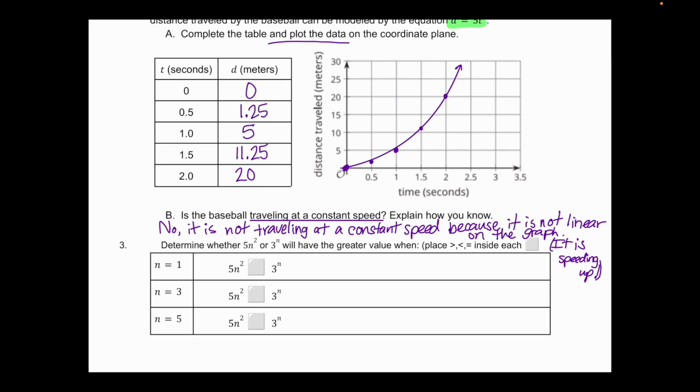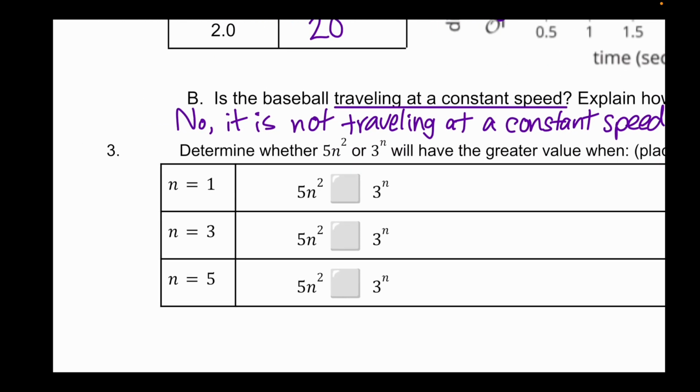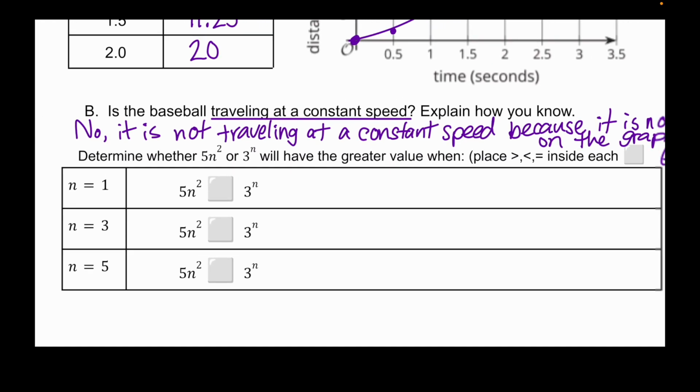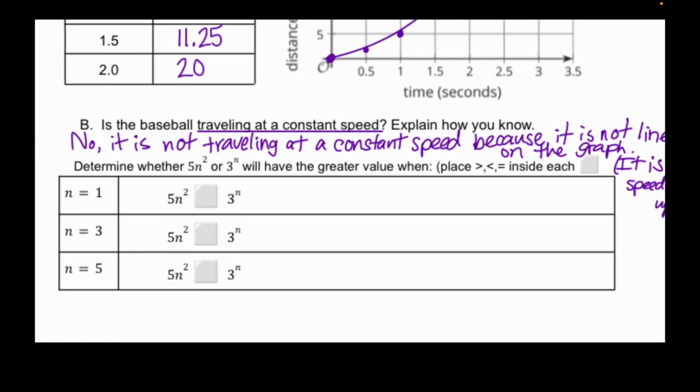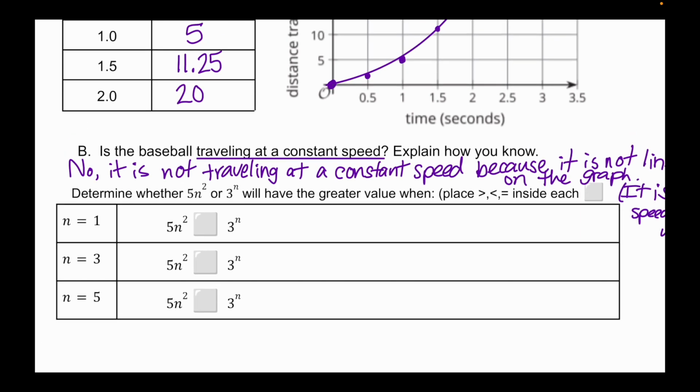So that's actually it for question 2. They didn't give us a ton of room to write, but we made it work. Question 3 is looking at these things down here. So I'll read the whole instructions, but we won't need most of the space horizontally. So it says determine whether 5n squared or 3 to the power of n will have the greater value when, and then it's giving us values here. n is equal to 1, n is equal to 3, and n is equal to 5.